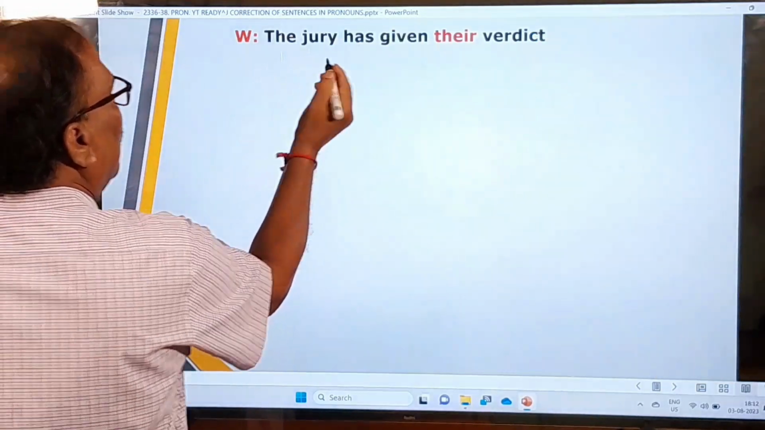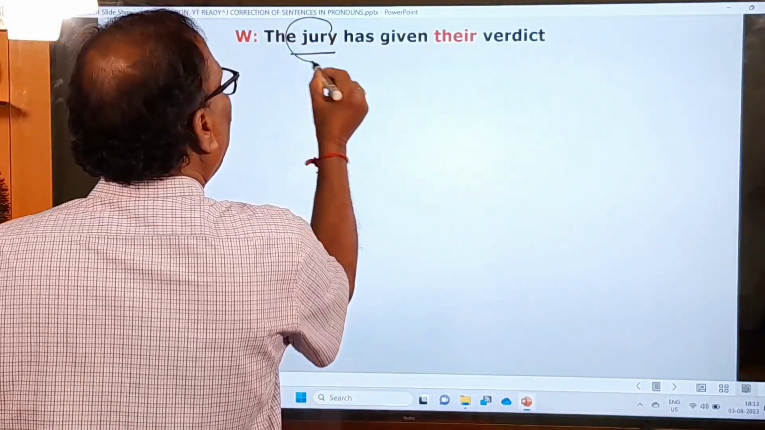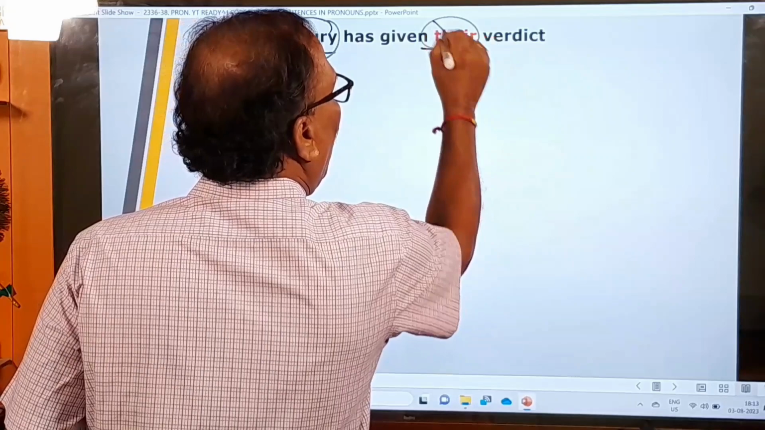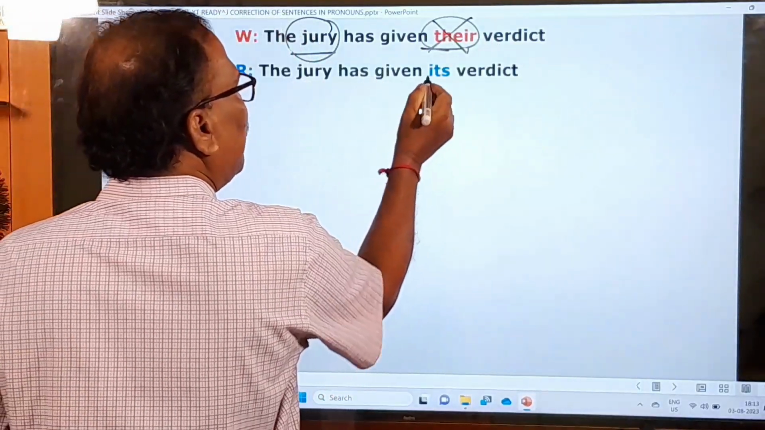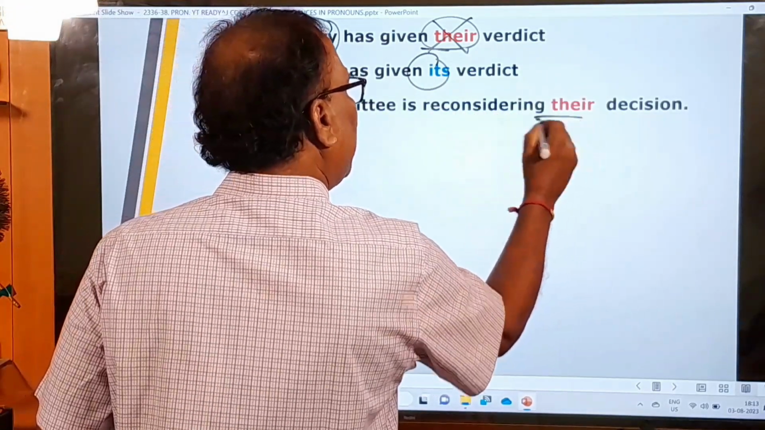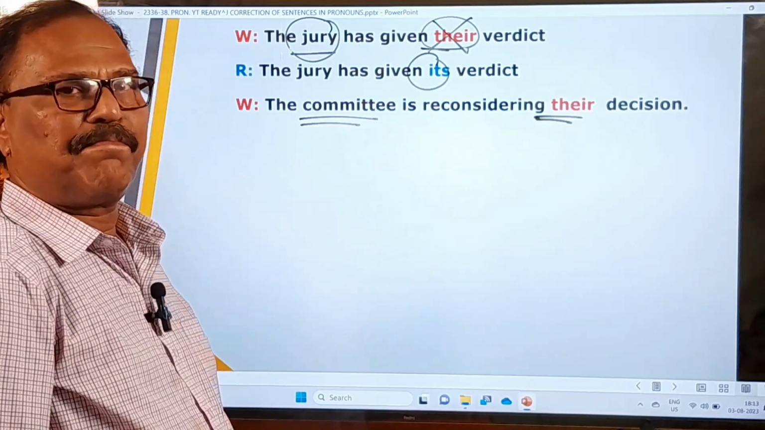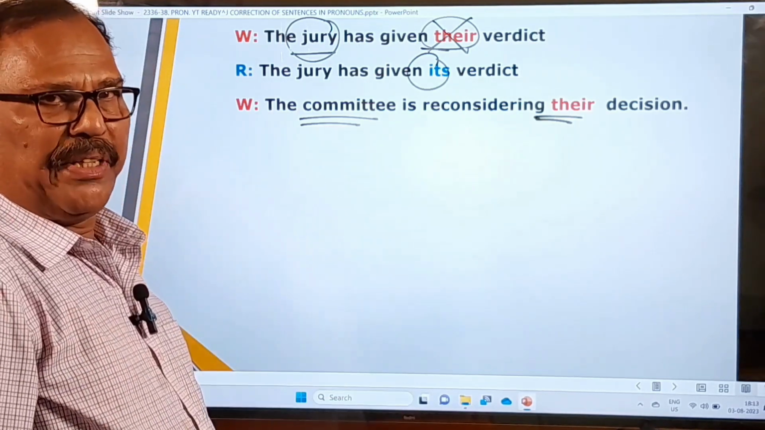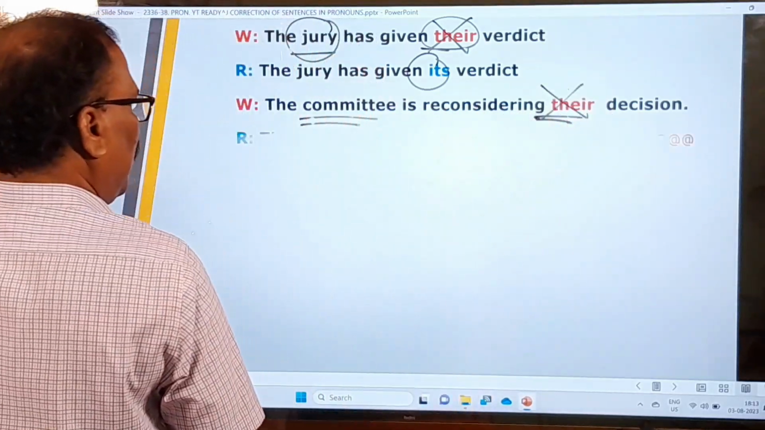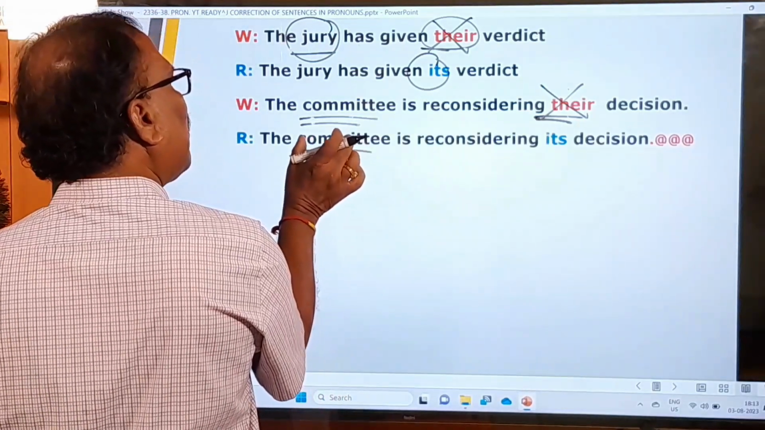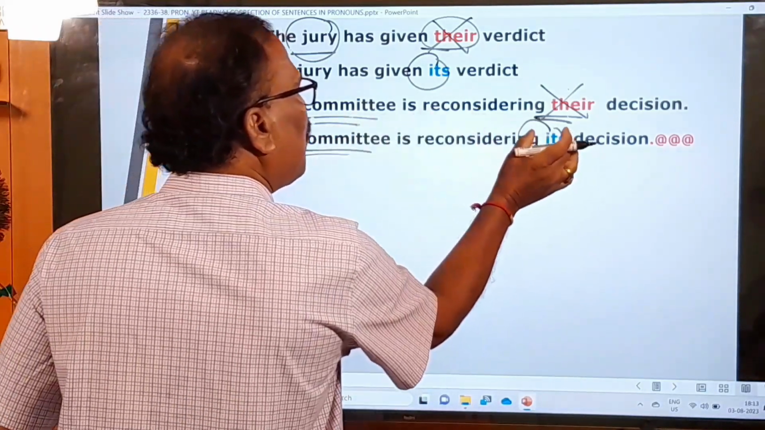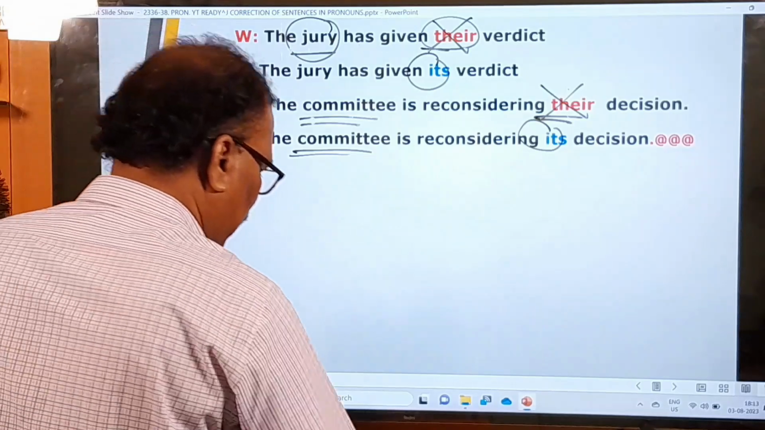Some more examples are given here. The jury has given their verdict. Already I have told you that jury is a collective noun. Wrong. We should say: the jury has given its verdict. One more example: the committee is reconsidering their decision. A committee means a group of members, like a welfare committee. Wrong. The committee is a collective noun, so singular: collective nouns are singular, therefore a singular pronoun must be used. These two examples are given here. Now let's go to the next rule.